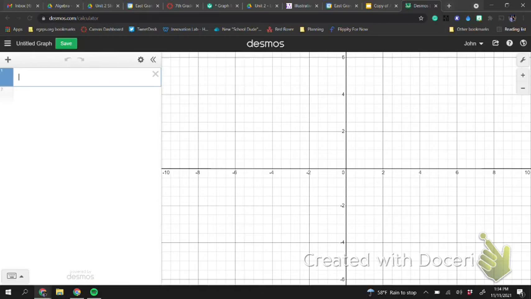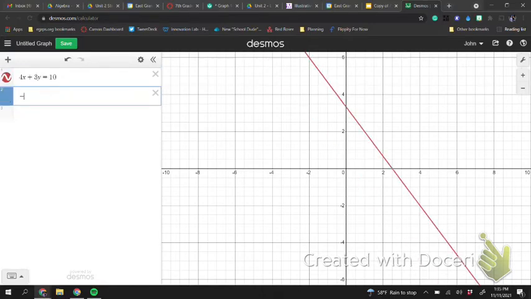So the first Diego equation was like 4x minus 3y equals 10. And then the other one was? 4x plus 5y.